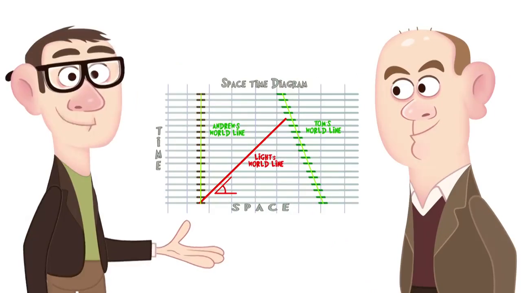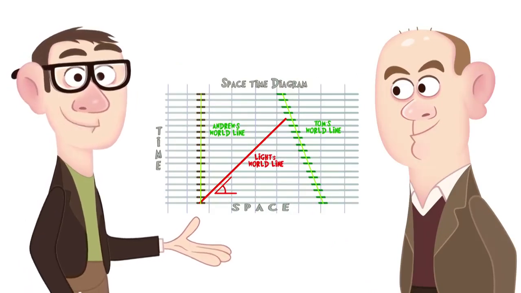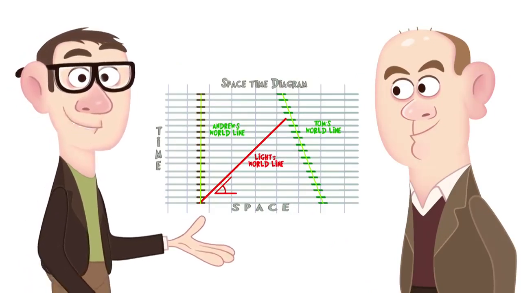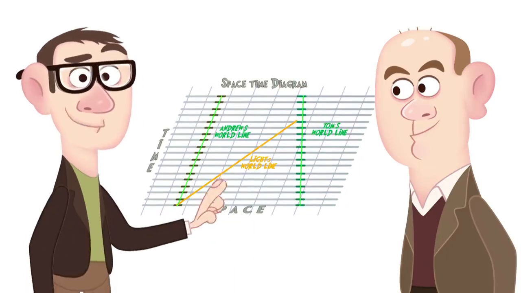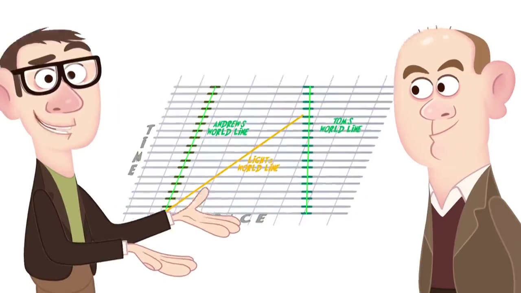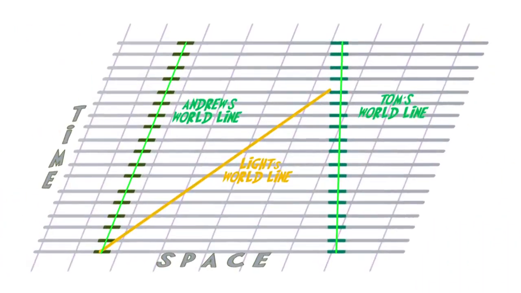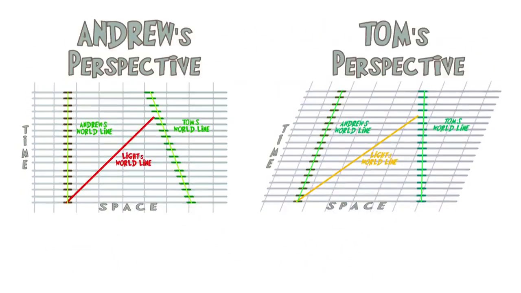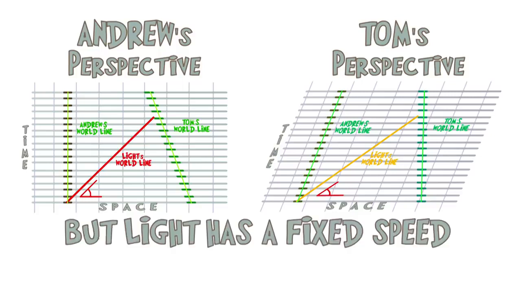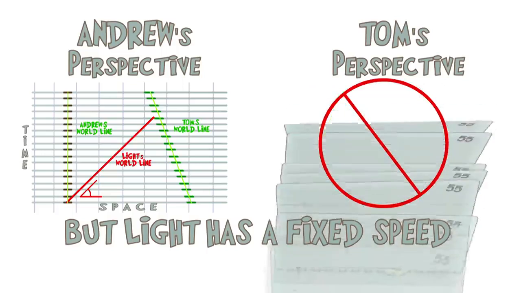In the last lesson, we showed how to get Tom's perspective, moving all the panels along a bit until his world line is completely vertical. But look carefully at the light world line. The rearrangement of the panels means it's now tilted over too far. I'd measure light travelling faster than Andrew would. But every experiment we've ever done, and we've tried very hard, says that everyone measures light to have a fixed speed. So let's start again.